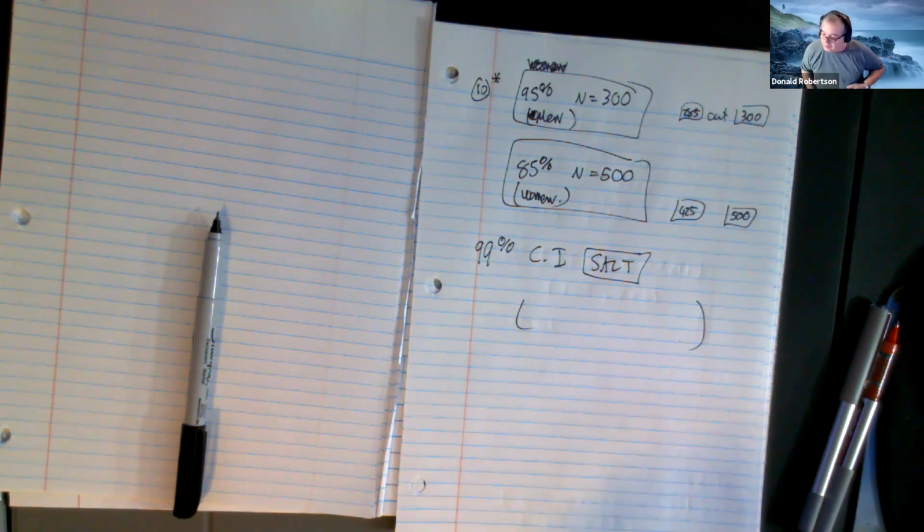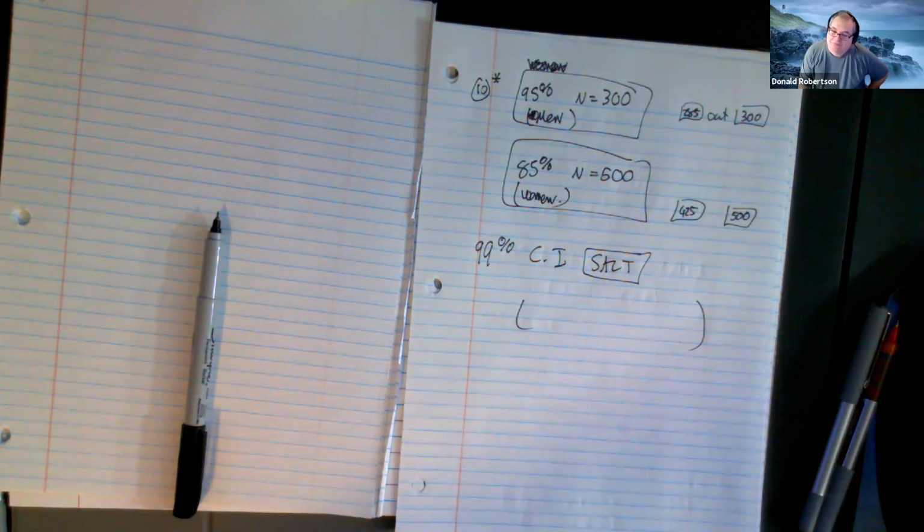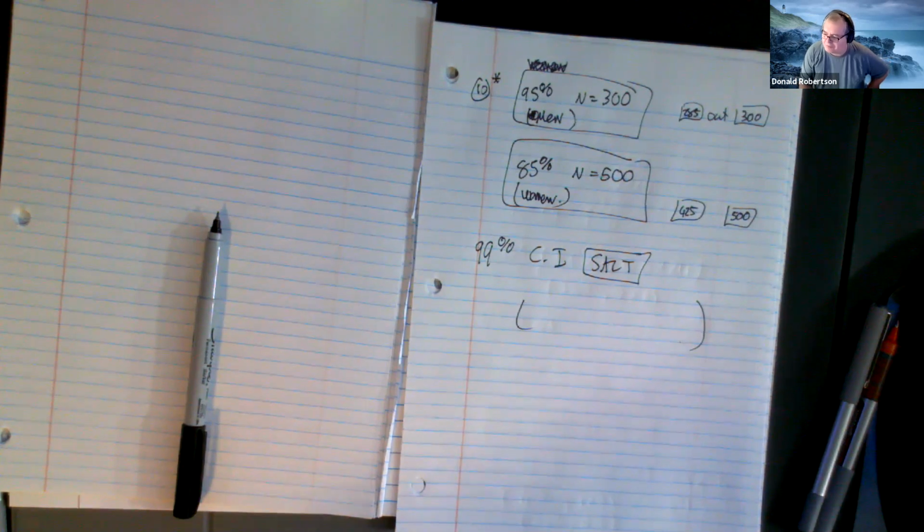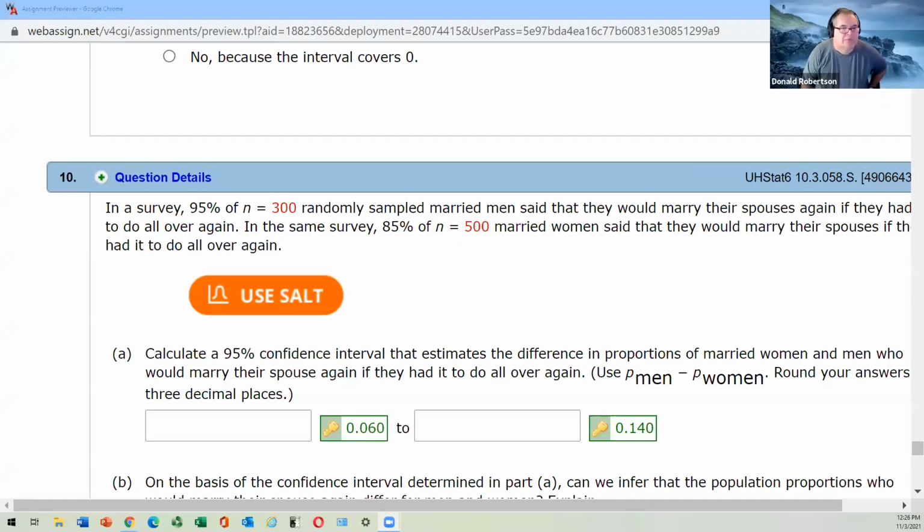I don't know, is my answer. If I had to bet money, I think there is, but that doesn't mean I'm right. I could be wrong. So let's find out what the answer is, because a 99% interval is a pretty big interval. So here we go.